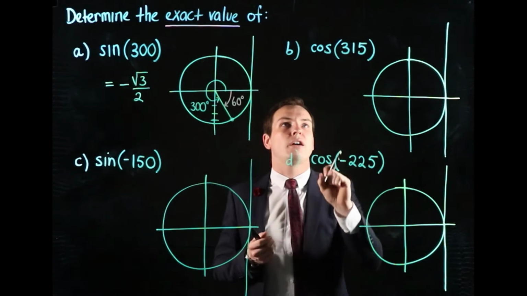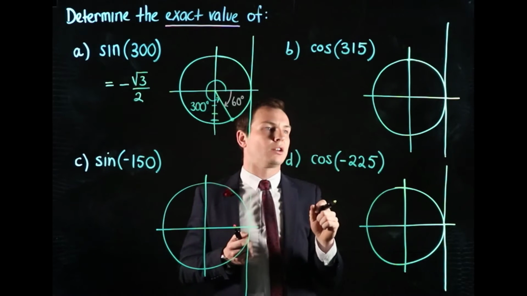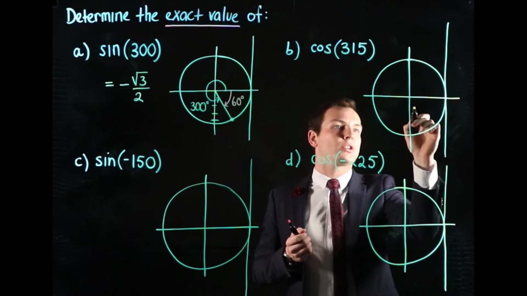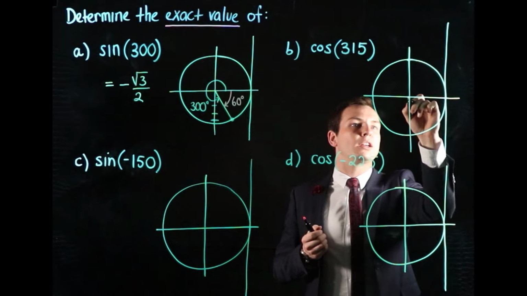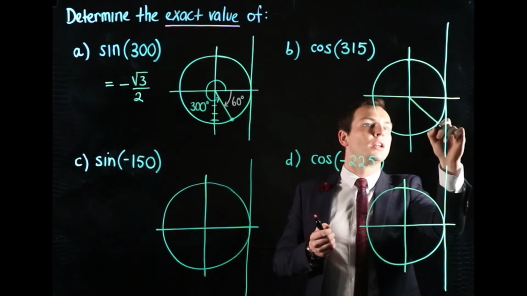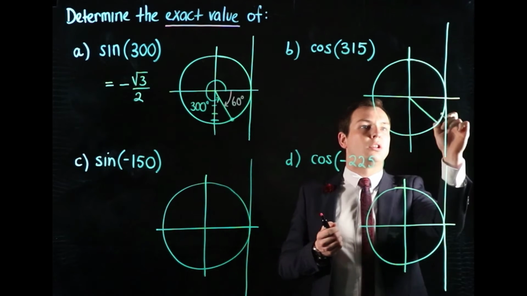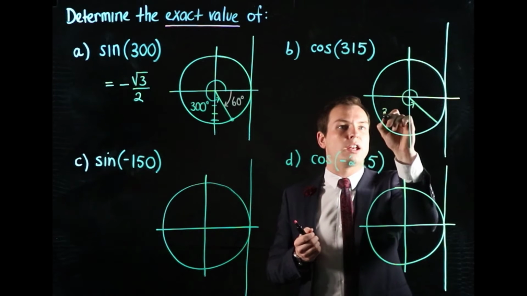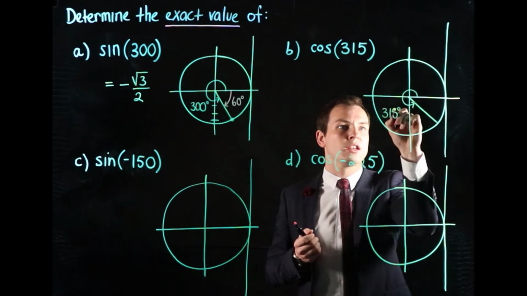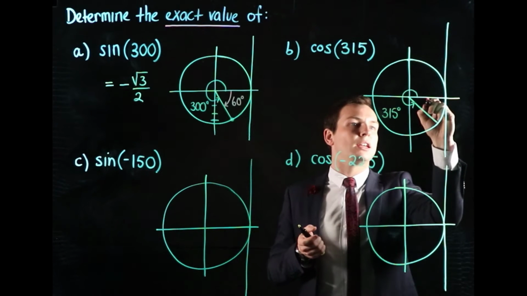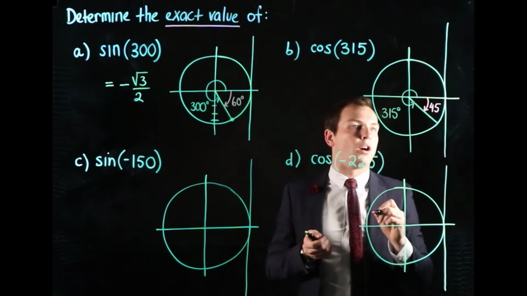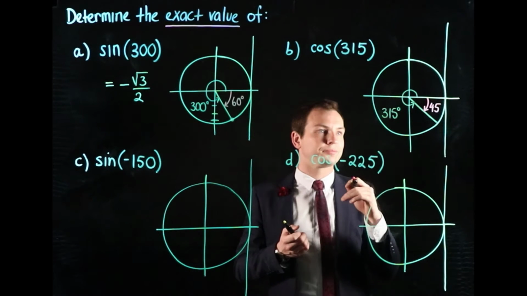For part B, we have cosine of 315 degrees. So 315 degrees is also in the fourth quadrant, and it is 45 degrees back from the horizontal line. From here to here is 315 degrees. And another way of thinking about that angle is that it's 45 degrees back from the x-axis.